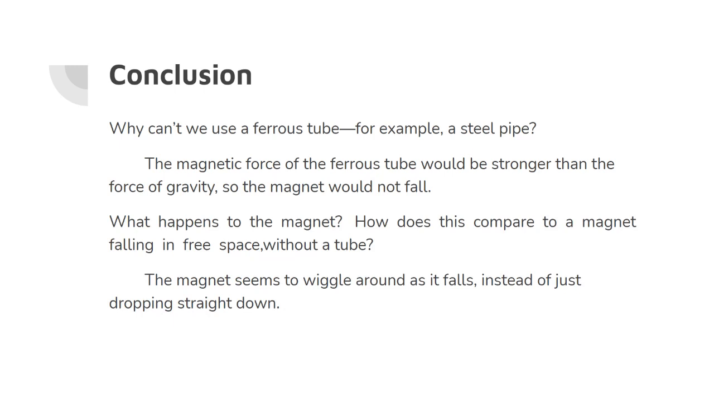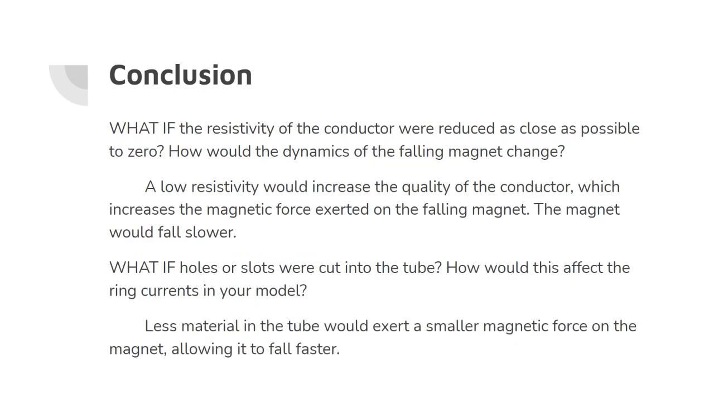And so what if the resistivity of the conductor was as close as possible to 0? Well, the low resistivity would increase the quality of the conductor, increasing the magnetic force exerted on the falling magnet, so the magnet would fall slower. And so what if holes or slots were cut into the tube? Well, less material in the tube would exert a smaller magnetic force on the magnet, which would allow it to fall faster. So that's it for my presentation, and thank you for watching.